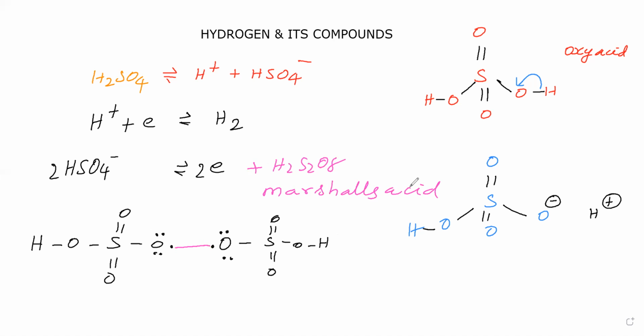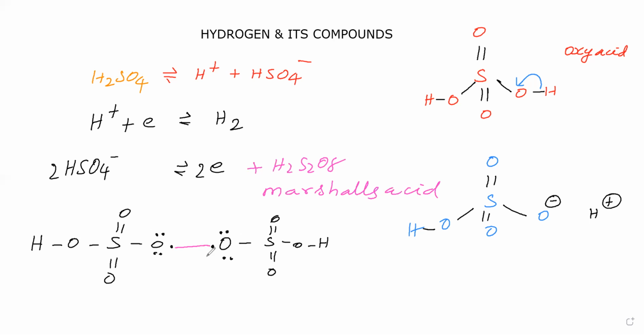Why are we saying peroxy? Because here O single bond O is there. It is called peroxy linkage. So peroxide is present here. Therefore, it is called a peroxy disulfuric acid. So peroxy disulfuric acid formula is H2S2O8.